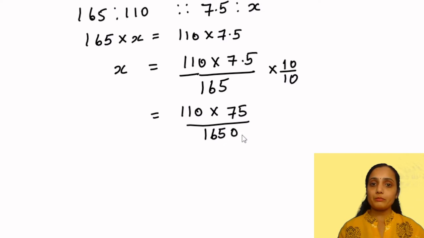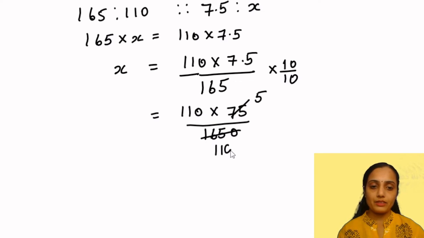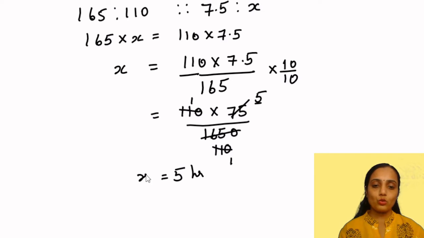Now that I have all of them in the whole number form, 75 and 165, both of them are divisible by the number 15. So 15 fives are 75, 15 11s are 165, then we have this 10. So then 110 in the numerator, 110 in the denominator gives us 1 and leaves us with the number 5. So we have 5 hours. So the rest of the book, 110 pages, is read in 5 hours.